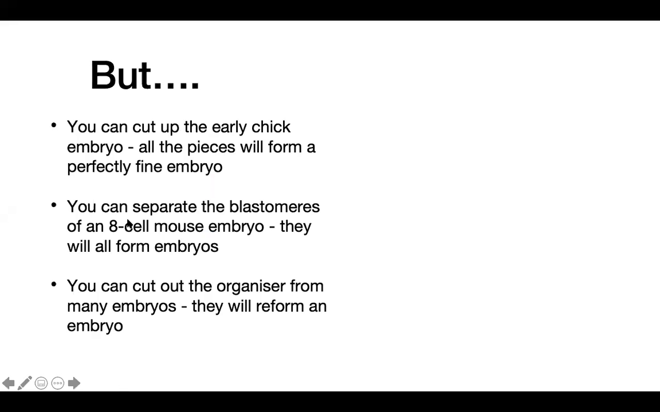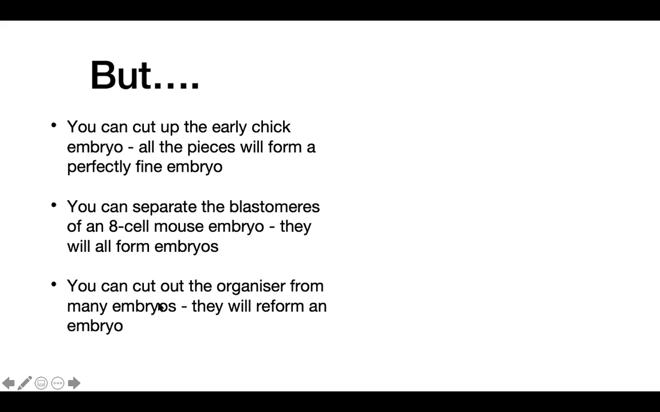Second observation: you can separate the blastomeres of an 8-cell mouse embryo, and they will all form individual embryos. This is a very known observation. Naturally, even in us, sometimes you'll get some event where the two blastomeres will start forming independently, and you'll get identical twins. And so this is a very well-known observation.